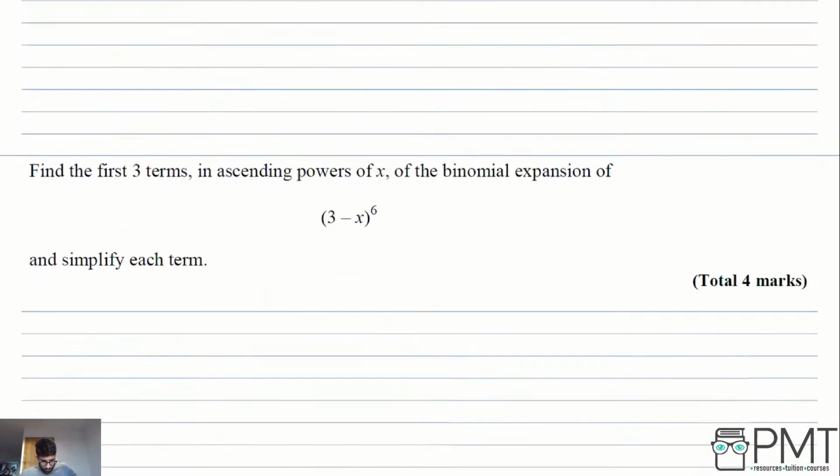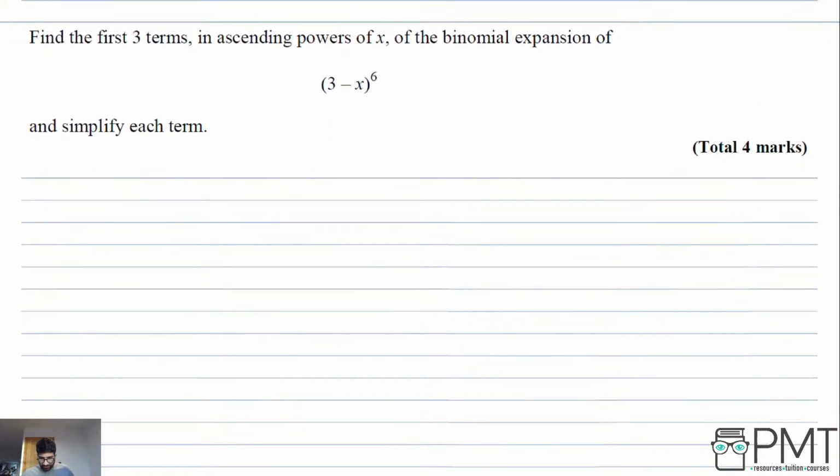I want to look at this question. This is from an exam paper. It says find the first 3 terms in ascending powers of x of 3 minus x to the 6. So let's do this together, expand it, and let me know what you get.